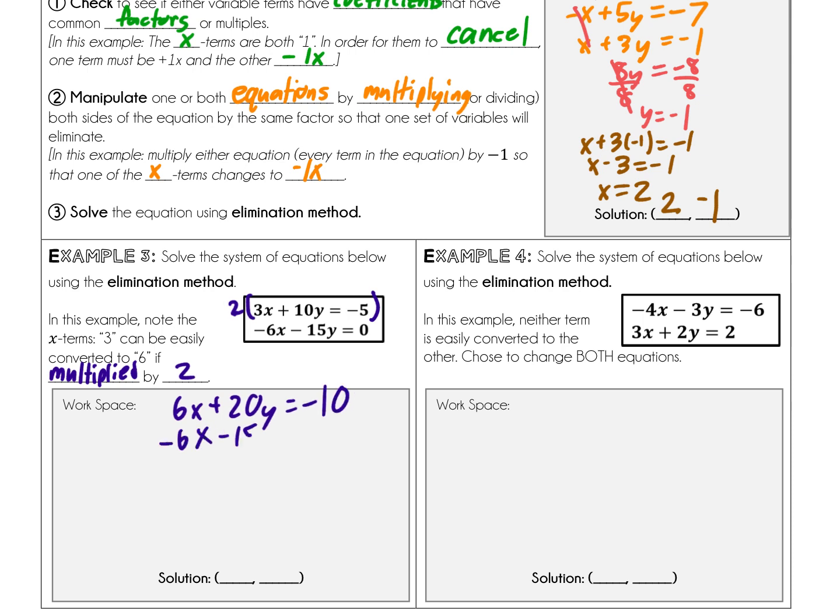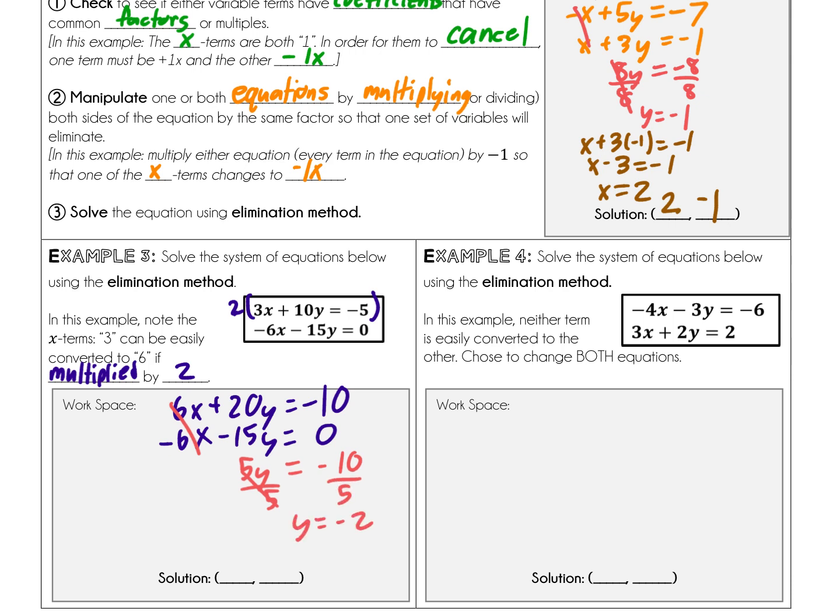Add the two equations so 6x and negative 6x cancel out. 20y minus 15y is 5y. Negative 10 plus 0 is negative 10. We now have 5y equals negative 10, and we can divide both sides by 5 to get y equals negative 2.